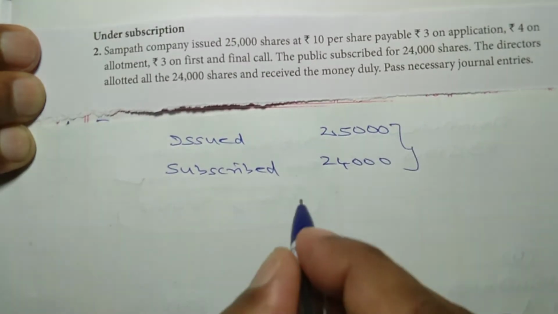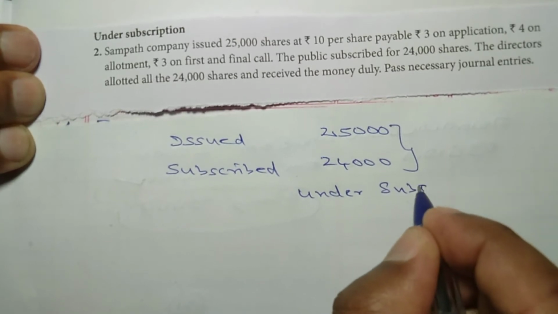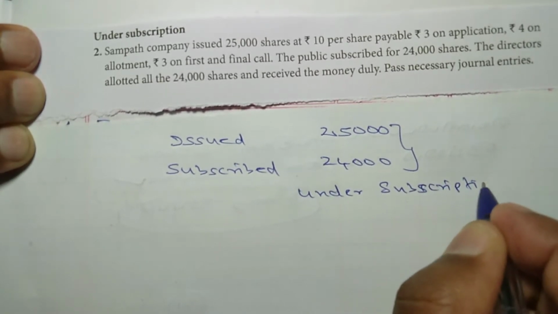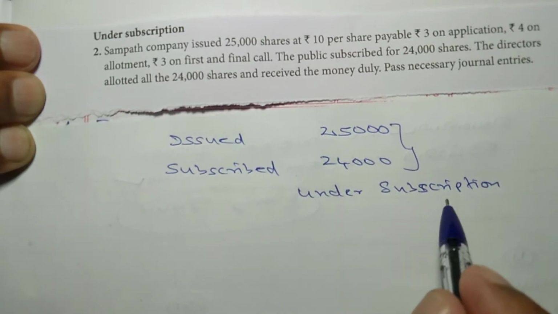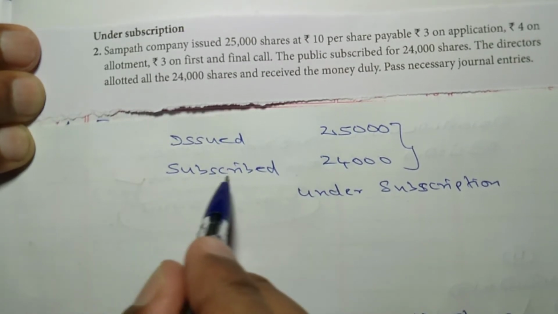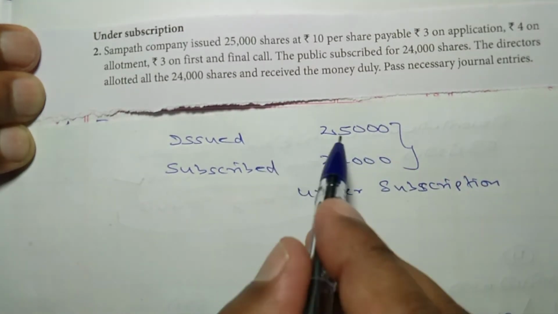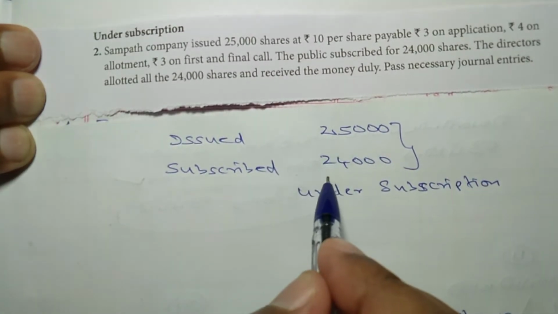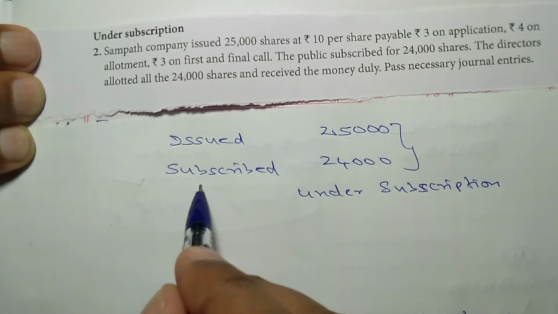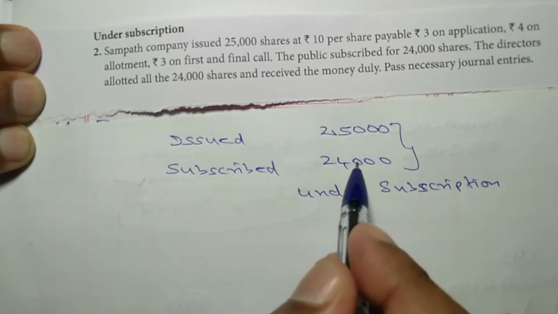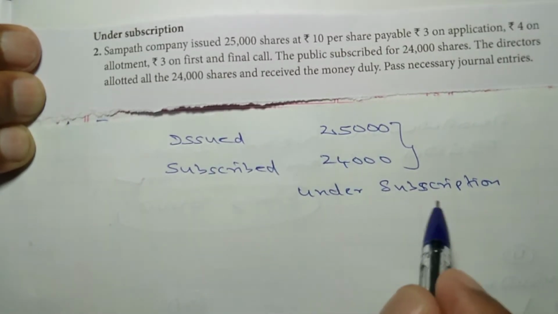This is called under subscription. It may be asked in 1 mark question or 2 mark question. What is under subscription? Number of shares subscribed is less than number of shares issued. Issued is 25,000, but subscribed is only 24,000. So less. Number of shares subscribed is less than number of shares issued is called under subscription.